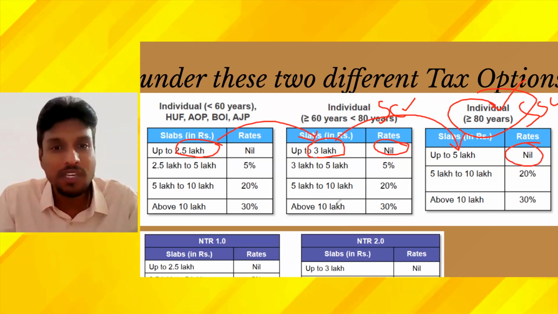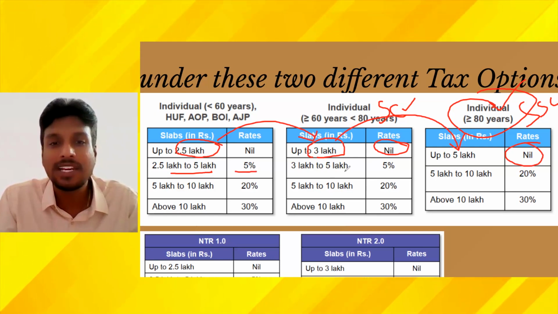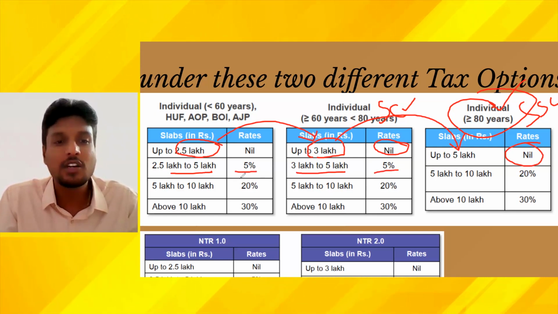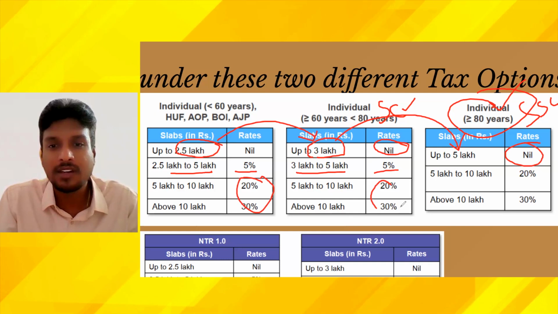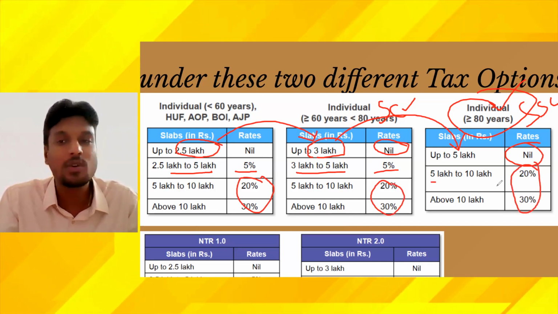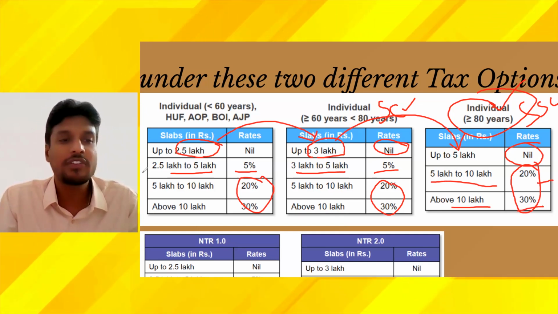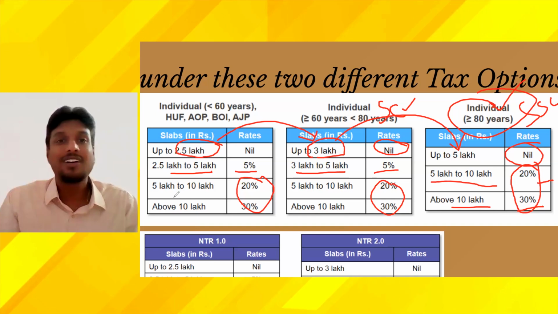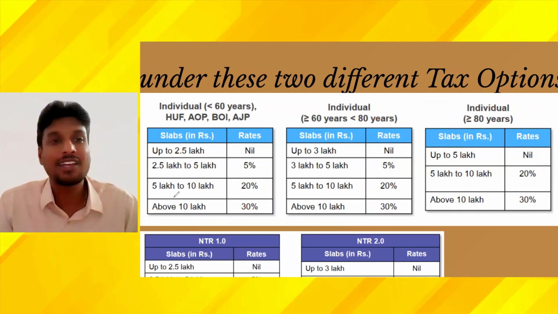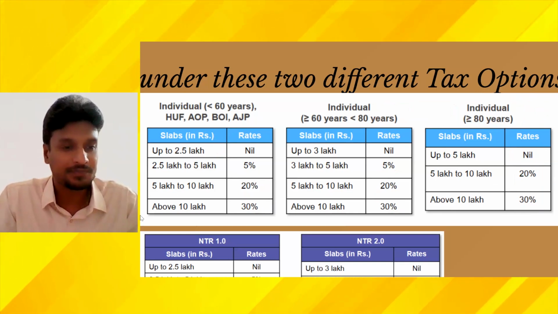Rest all continues to be the same. So here 2.5 to 5 was 5%. Here it will become 3 lakh to 5 lakh, 5%. The other two categories, 20% and 30%, remain same. That is from 5 lakh to 10 lakh, it is 20%. Above 10 lakh, it is 30%. So there is no difference in terms of the further tax applicability rates in case of senior citizens, super senior citizens, and the regular assessees.